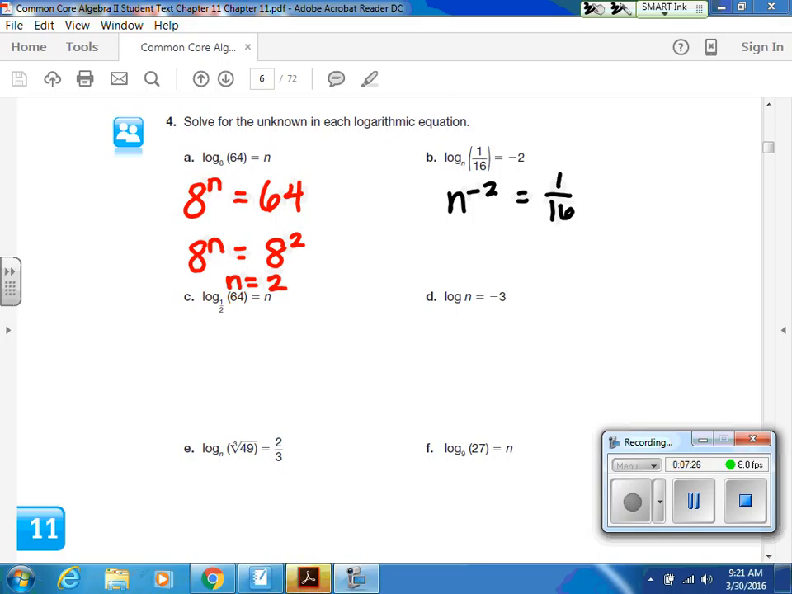Is there anything here that I could maybe make look like a square? If something was squared, it says over there. Is anything squared to make 16? 4 is. So n to the negative 2 equals 1 over 4 squared. Except that's a negative 2. So something was taken to the negative 2 power. So maybe if I did this.